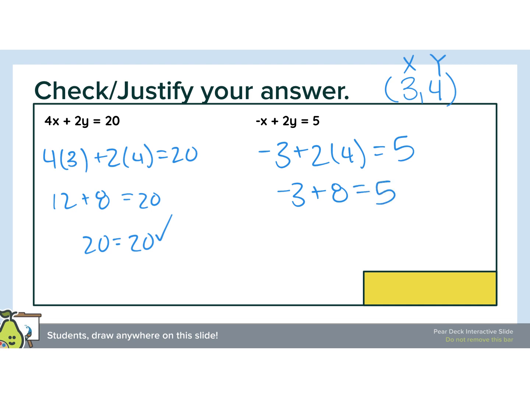Signs are different. We subtract. 8 minus 3 is 5. Keep the sign of the larger. Checks out. Answer is 3, 4.